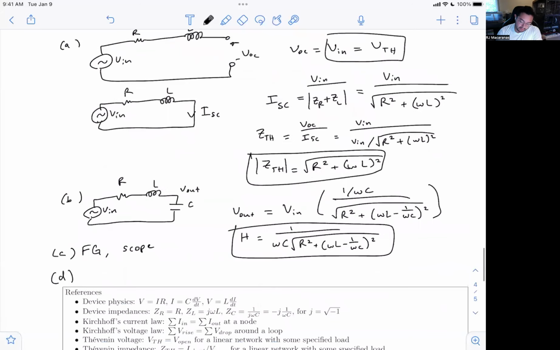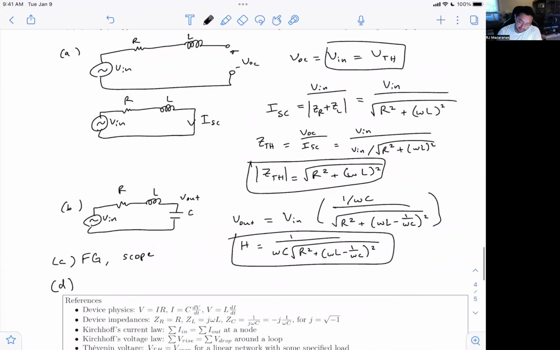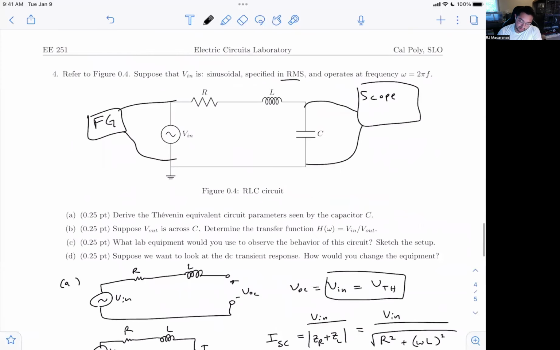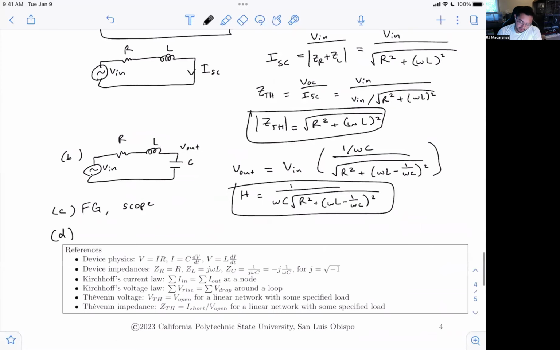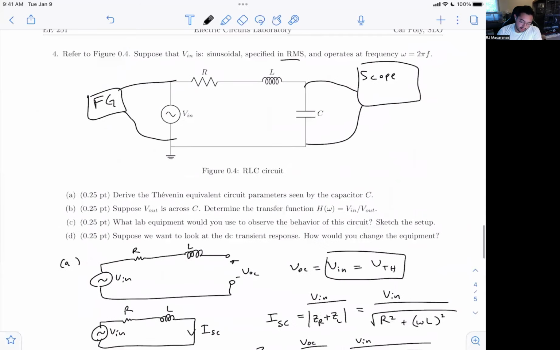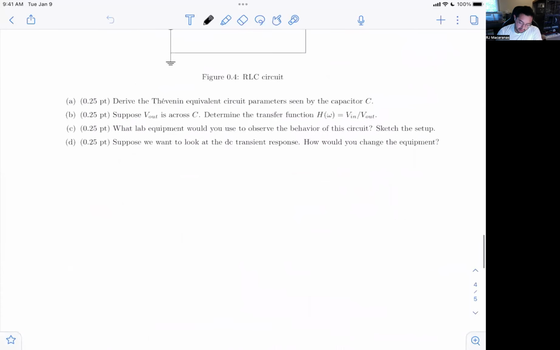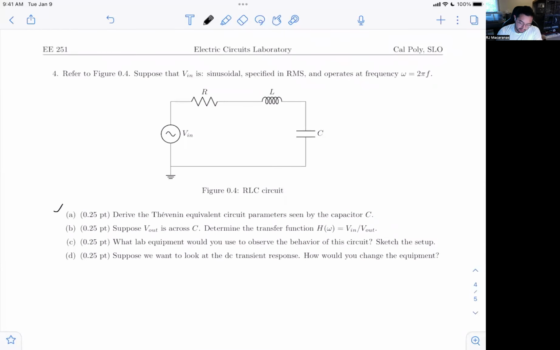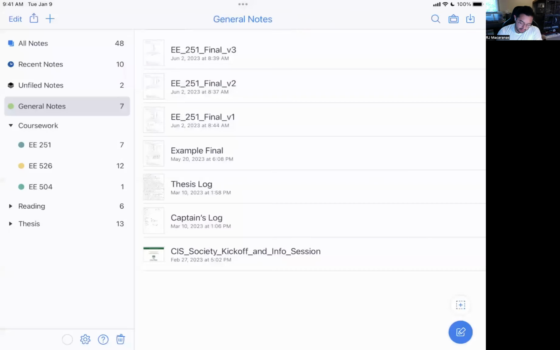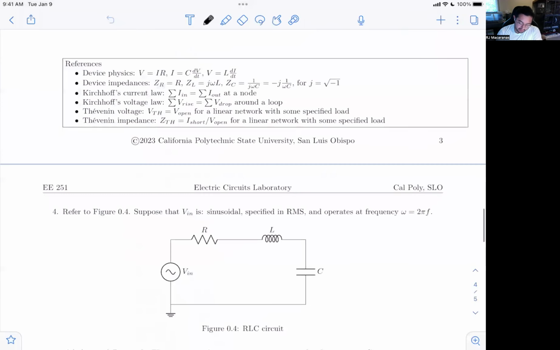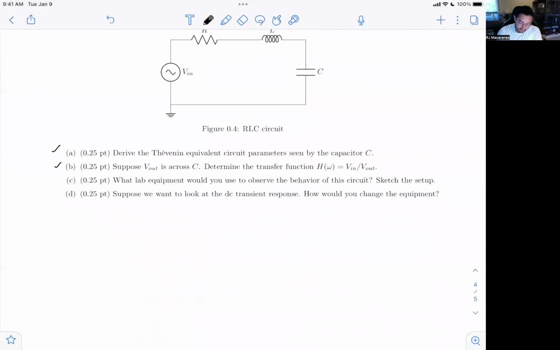And for part D, we're looking at the transient response instead of this sinusoidal steady state. So we would want to swap the function generator with a DC power supply. Unless you got that, so that's good. And like I said, this is the same across version 2. We'll just check all these off. And same as version 3 as well. These are all good.